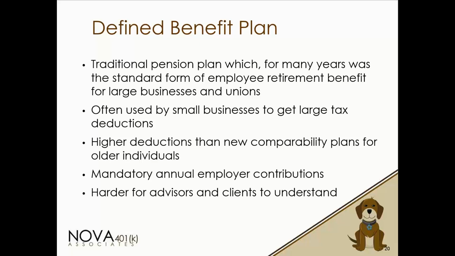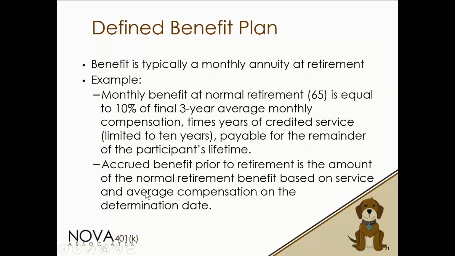Defined benefit plan. Benefit is typically a monthly annuity at retirement. We mentioned that. So an example of a type of plan we would typically put together for a traditional defined benefit plan owner would be 10% of final 3-year average compensation. And so if you work 10 years and your salary is $100,000, then your annual benefit, say at retirement age 65, would be 100%, $100,000. Exactly your pay. So it's a really lucrative benefit. That's typically how we design a traditional benefit plan for an owner.